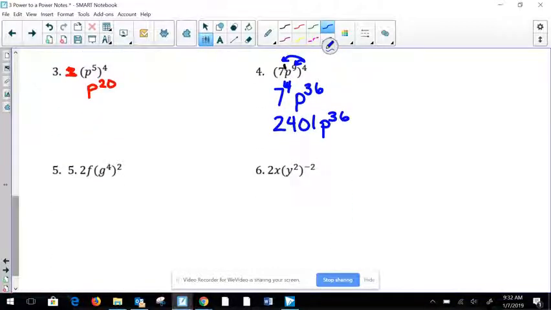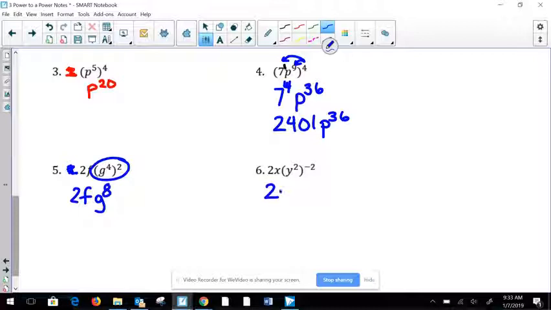So let's look at number 5. I've got number 5 written 2 times there. So I have 2f times g to the 4th raised to the 2nd. The 2f is just going to stay where it's at, but I need to multiply 2 times 4. And what is that? 2 times 4 is 8. So it's 2fg to the 8th power. Good.